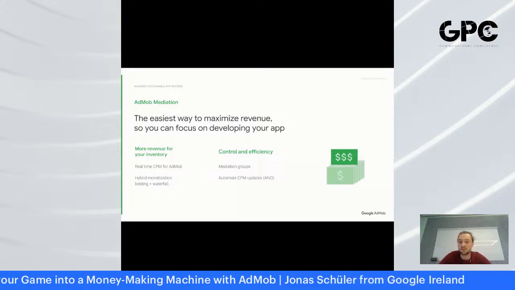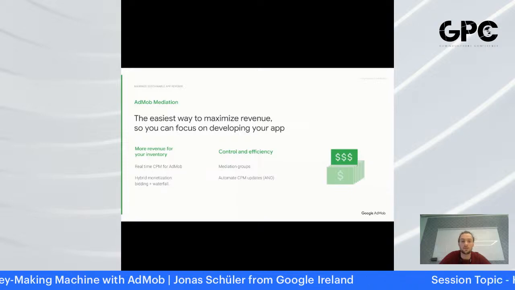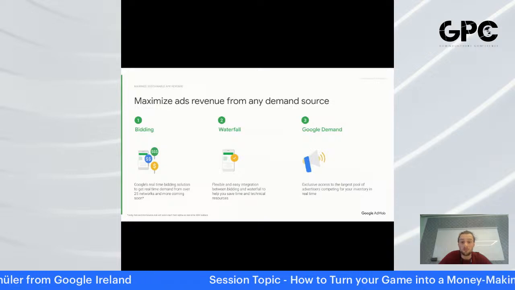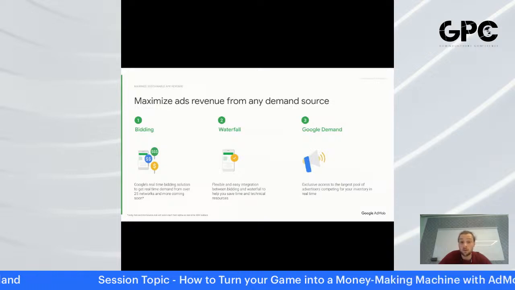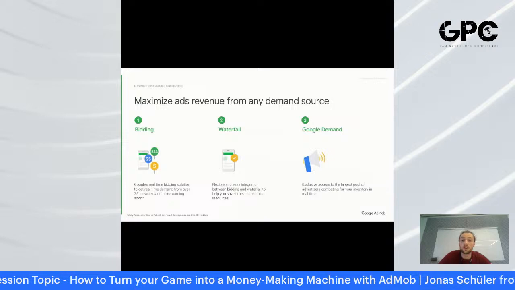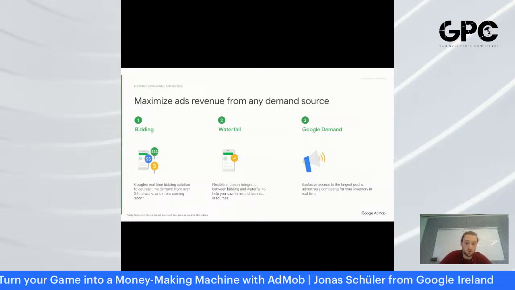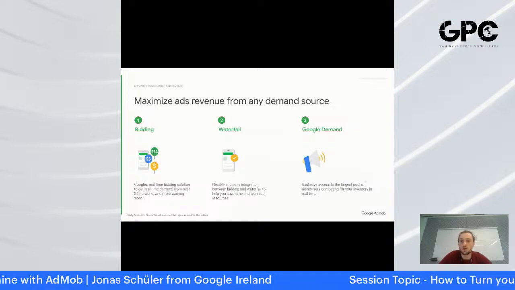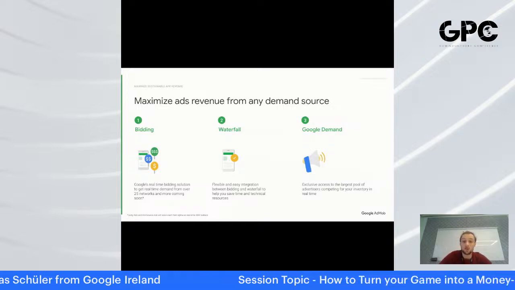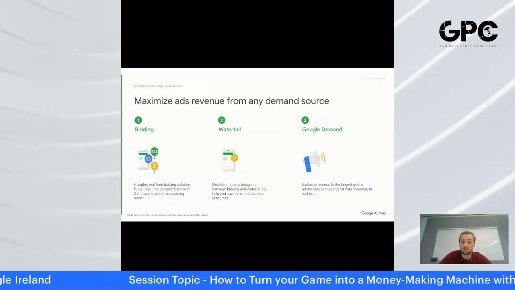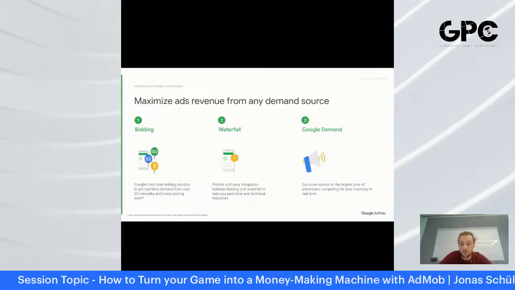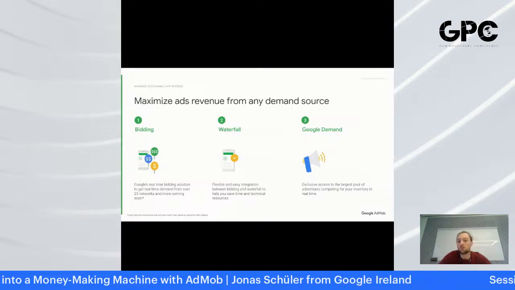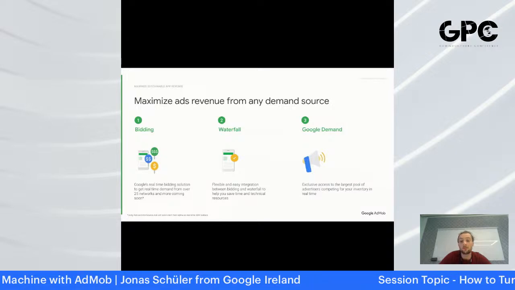So how can you maximize the ad revenue from any demand source? This has three parts. Bidding: you can get real-time demand with Google's bidding solution from over 25 networks. The waterfall, which is important for the hybrid setup that I was mentioning just a second ago. You can additionally have bidding sources there in the waterfall networks, and Google Demand. With AdMob mediation, you can get exclusive access to the largest pool of advertisers competing for your inventory.